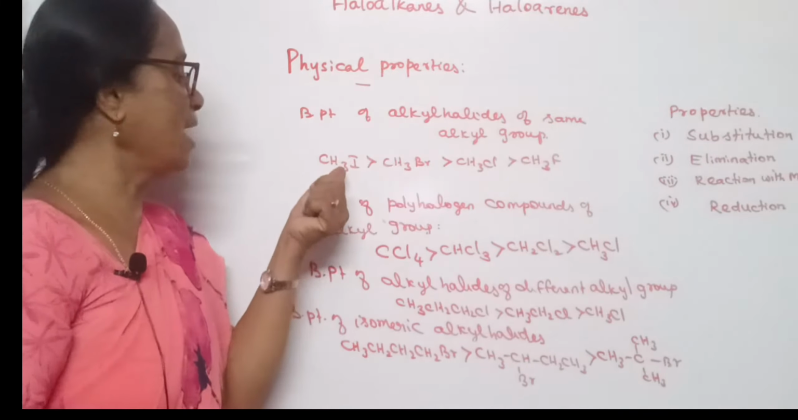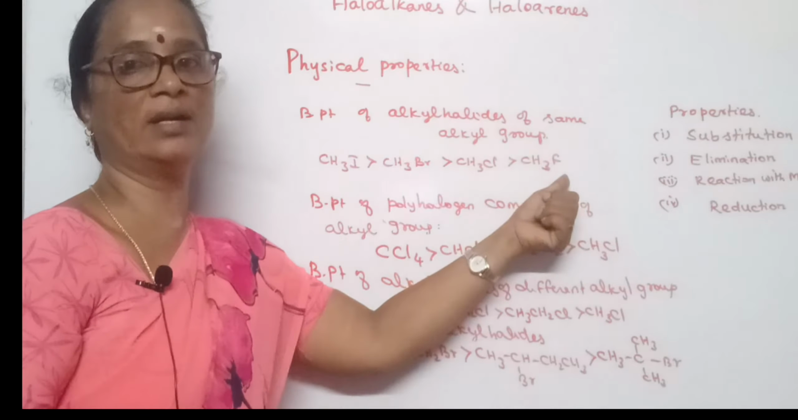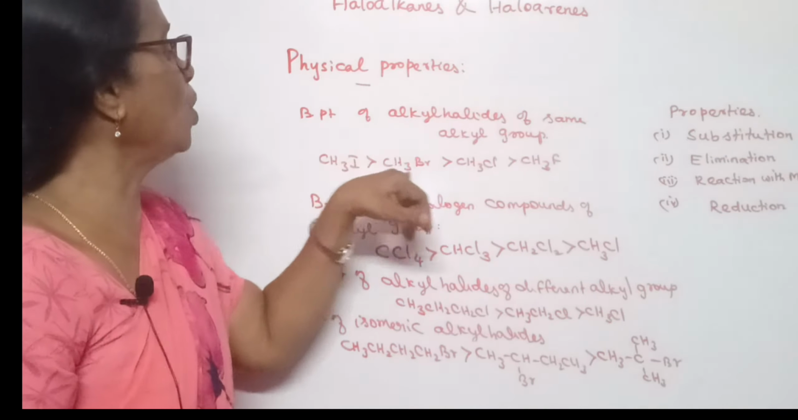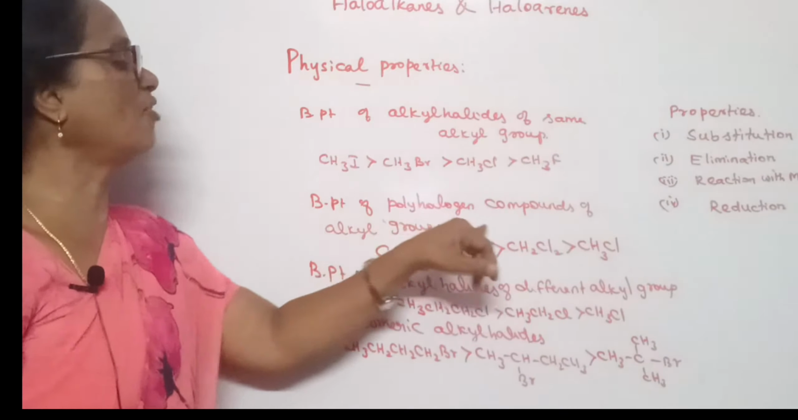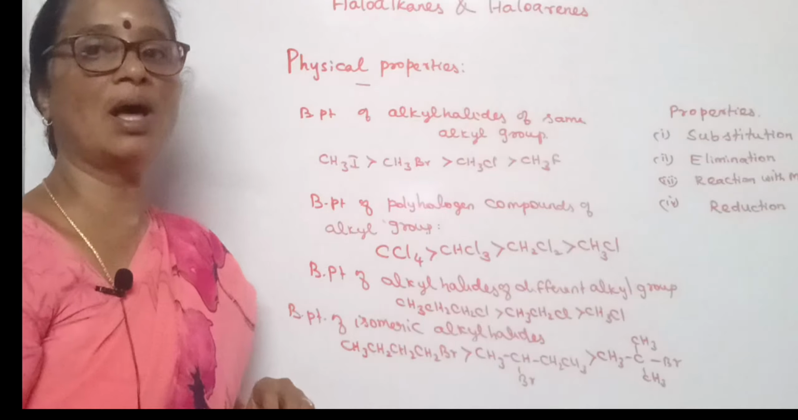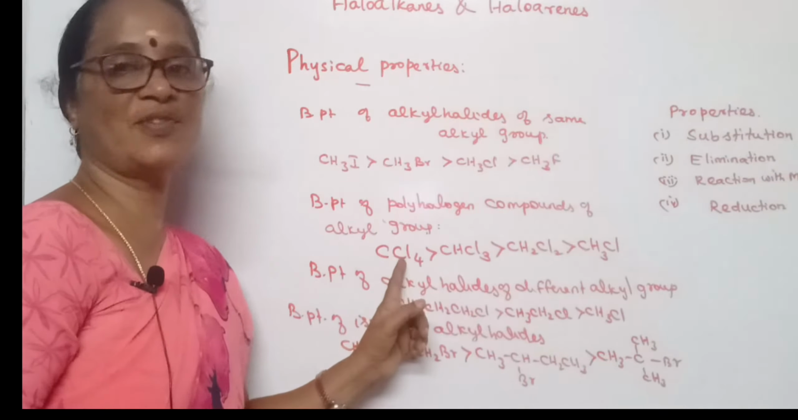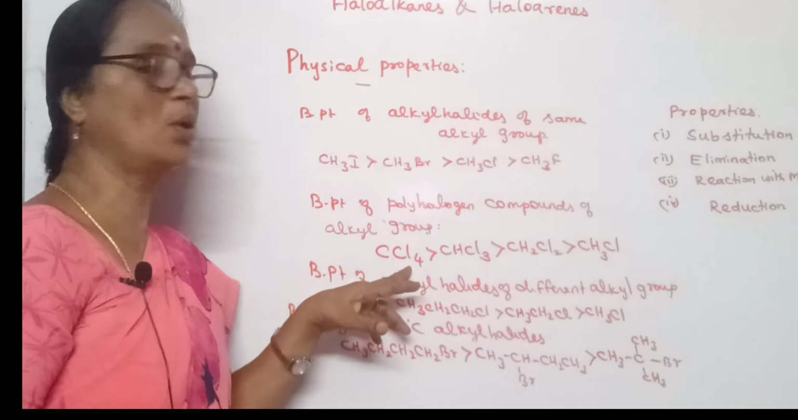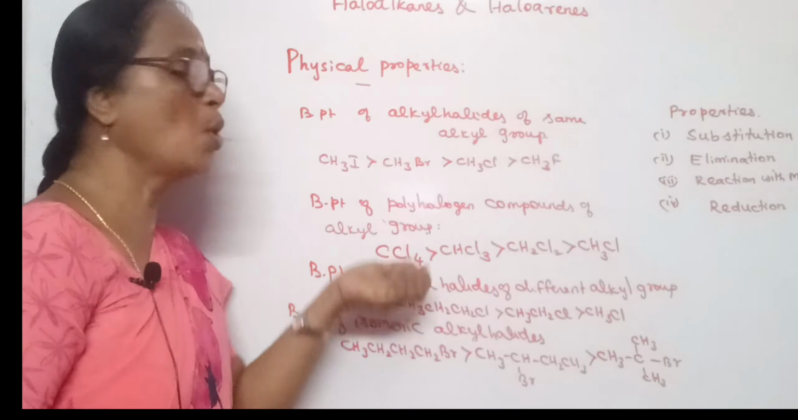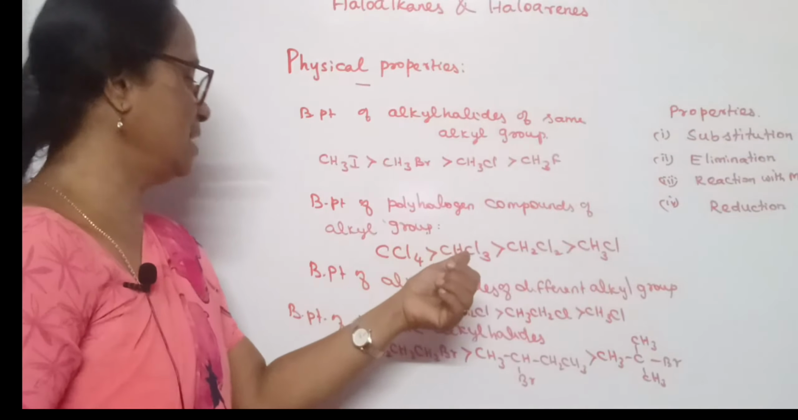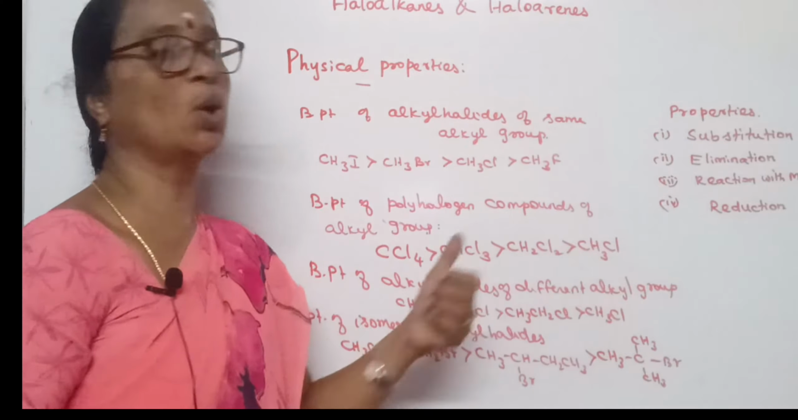So here the iodides have higher boiling point than bromide, which is higher than chloride, which is higher than fluoride. This is because of the higher molar mass of the halogen atom. Similarly, the boiling point of polyhalogen compounds of the same alkyl group also increases as they have more halogen atoms. So, carbon tetrachloride has higher boiling point because of its 4 halogen atoms and its greater molar mass, then trichloromethane, dichloromethane, or chloromethane.